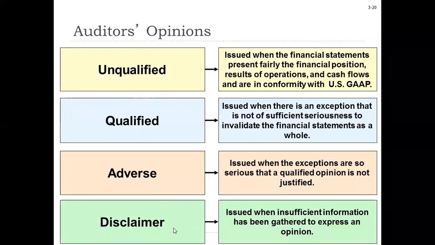Disclaimer of opinion is when an auditor is not able to do enough audit work to express an opinion. Basically, they're saying, we're not saying anything at all about this company, good or bad. That's a disclaimer. And again, you'll get more details about these auditor opinions later on in your career here at Chaminade in auditing class.